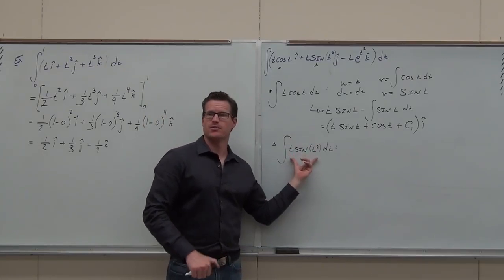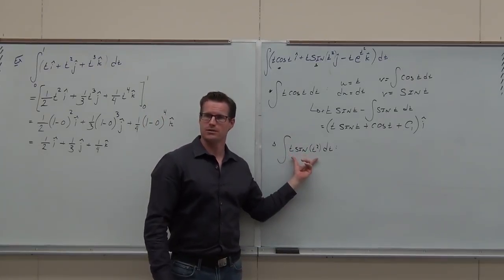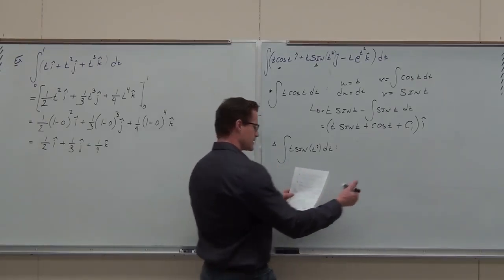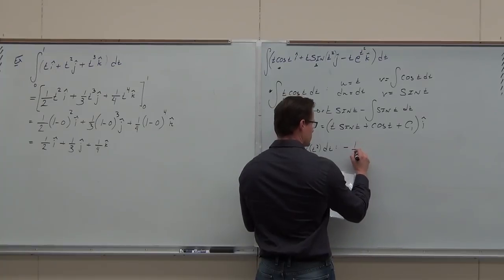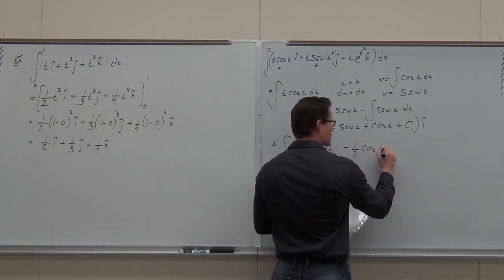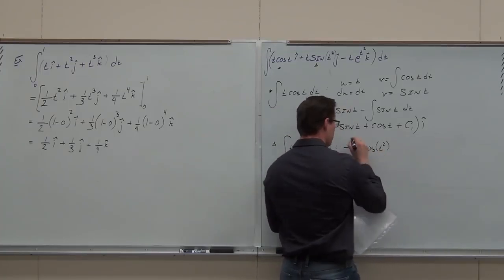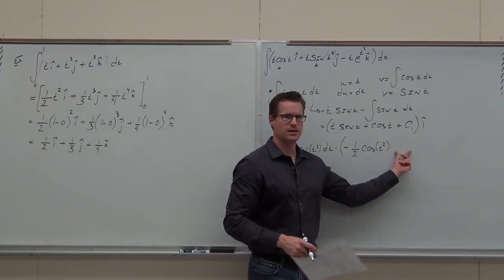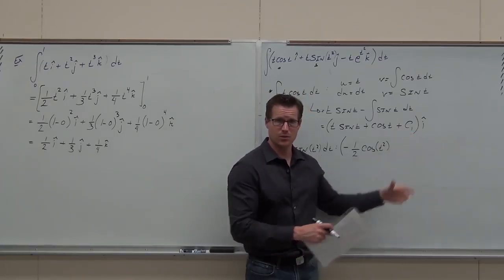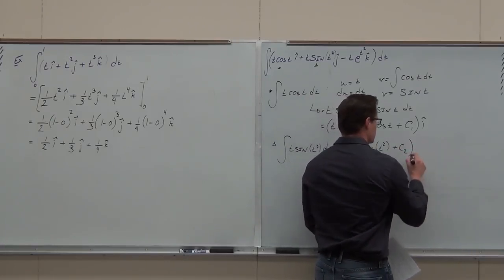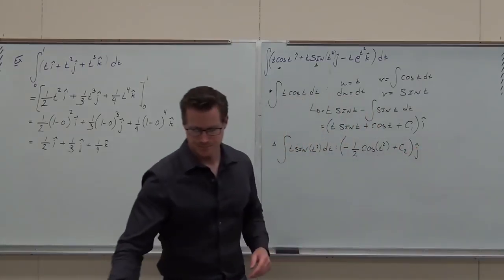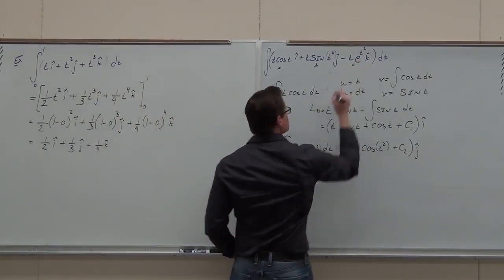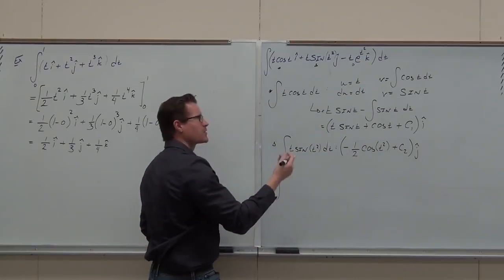Do you know how to do this integral right here? Do your U sub on your own, or use a calculator, I don't care. What you get out of this thing is negative 1/2 cosine t squared. But wait, this is another integral. Does this plus c have to be the same as that plus c? No. And then we got the third piece.